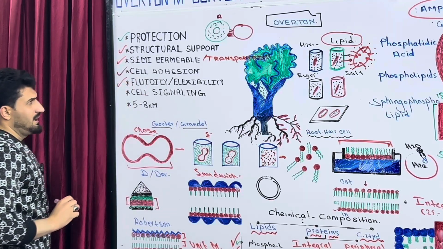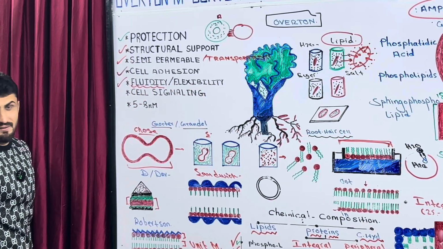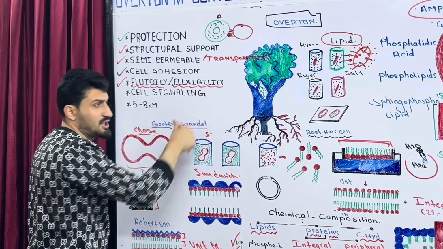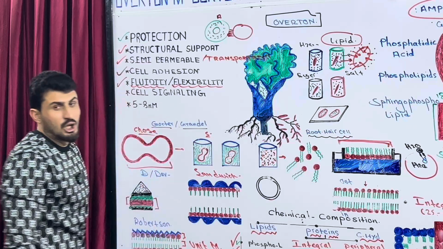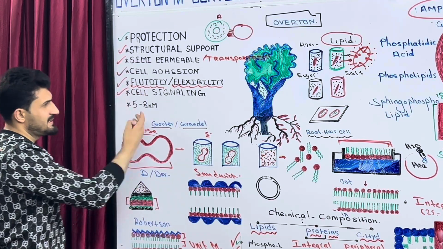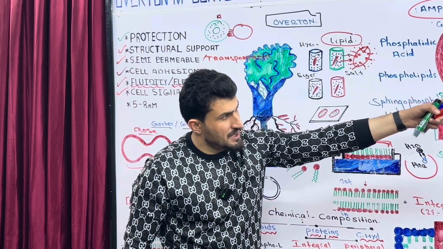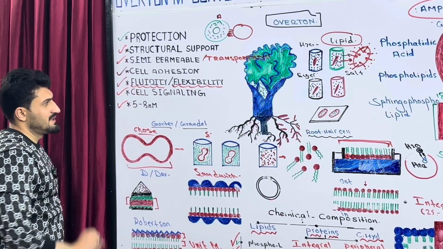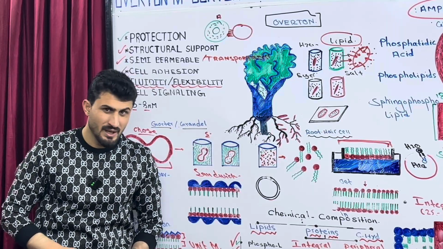Another function is that it has fluidity, which I explained previously, and also it has flexibility. It means when we put some pressure on or press a cell, it prevents rupturing of the cell. And also it has a role in cell signaling through different types of receptor proteins, through different types of carbohydrates, and so on. And the thickness of the cell membrane is around 5 to 8 nanometers.